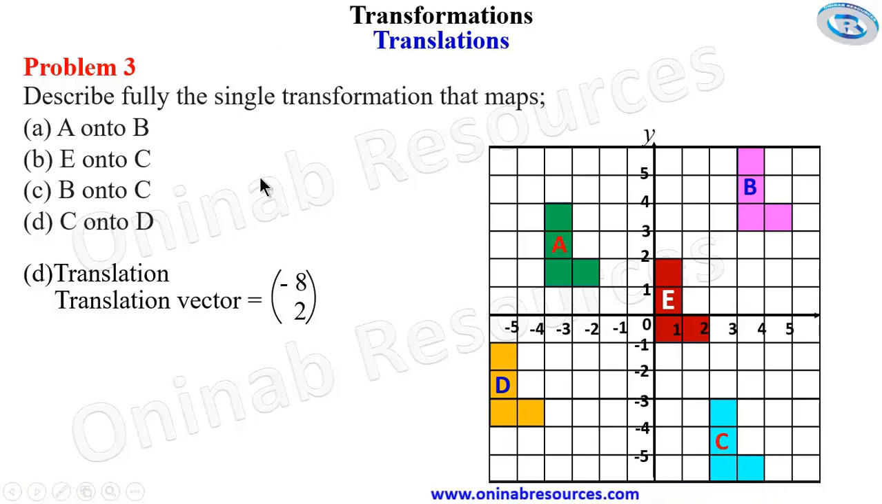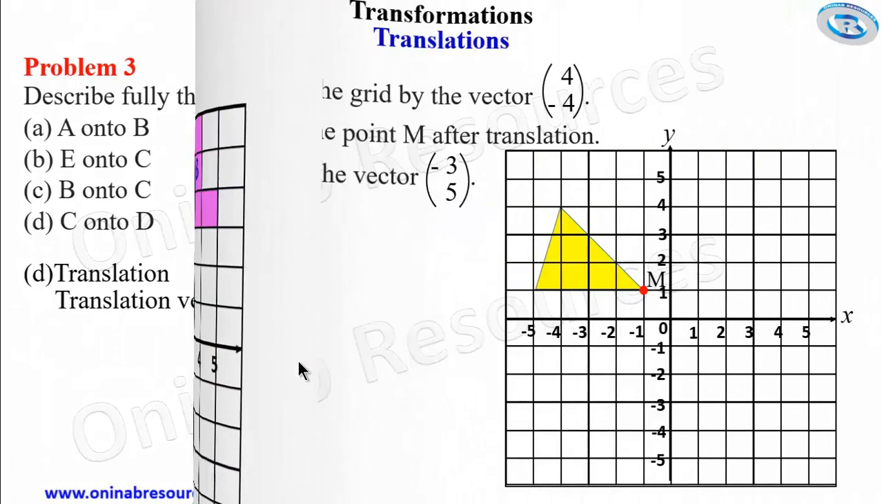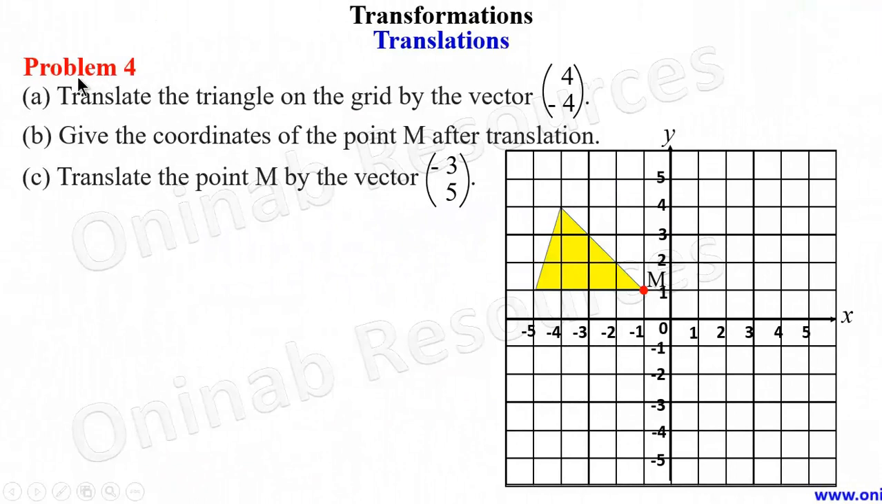So with this, we are done with problem 3. We then go to problem 4. For problem 4a, translate the triangle on the grid by the vector 4, negative 4. B, give the coordinates of the point M after translation. C, translate the point M by the vector negative 3, 5.